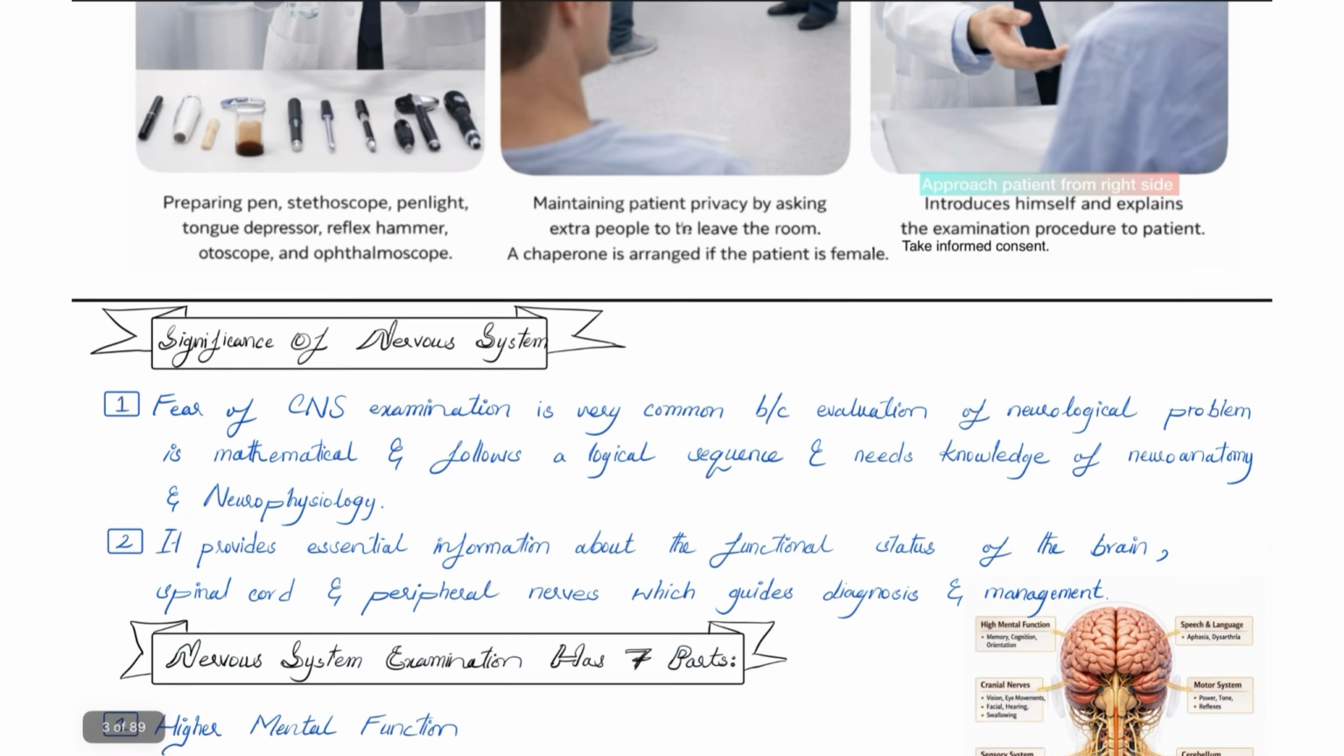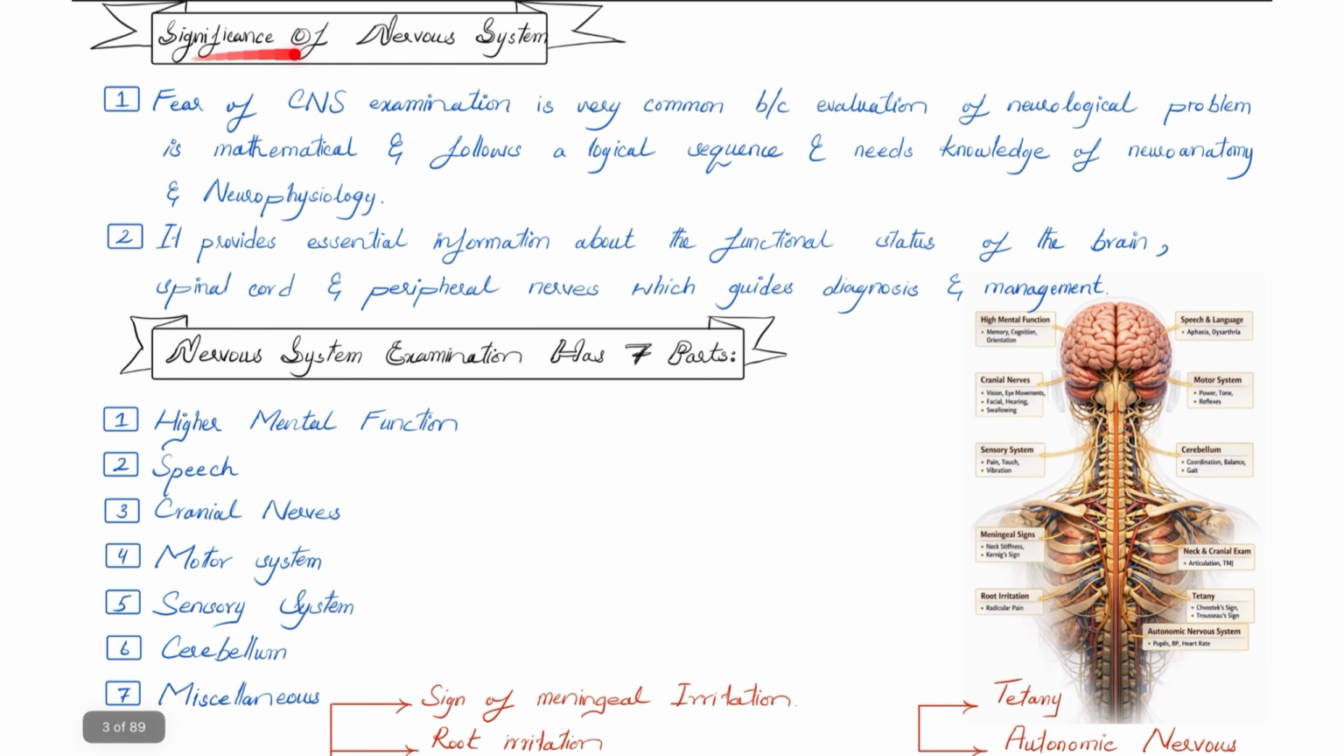Now, why is it important or significant to perform central nervous system examination? First thing you should remember, fear of CNS examination is very common among doctors and medical students because evaluation of neurological problem is mathematical and follows a logical sequence and needs knowledge of neuroanatomy and neurophysiology. So CNS examination provides essential information about functional status of the brain and spinal cord and peripheral nerves, which guides your diagnosis and management, and it narrows down your differential diagnosis or provisional diagnosis.